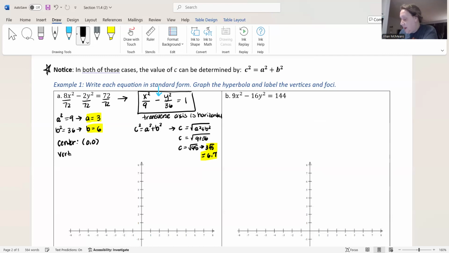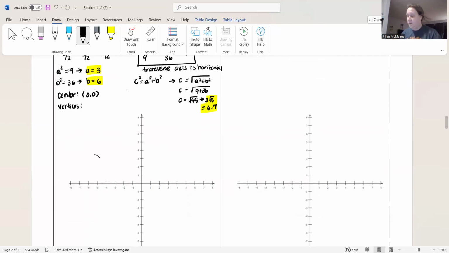Now let's talk about the main vertices. What we're dealing with in this case, because the x term is the positive term, we're going to have a curve that's doing something kind of like that. All right. So let's think about what that's going to mean for us. Our center is right here. Because we're going to have these curves opening kind of towards the x-axis, that means we need to play around with our x-coordinate of our center to figure out what our vertices are.